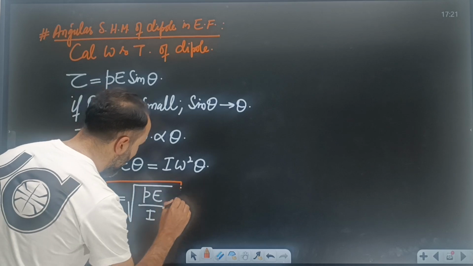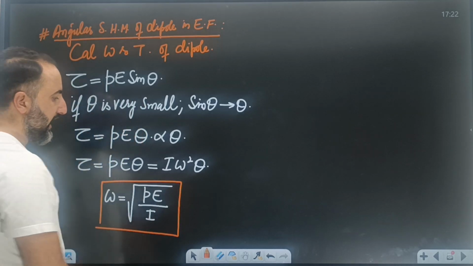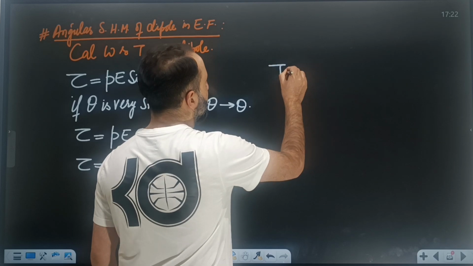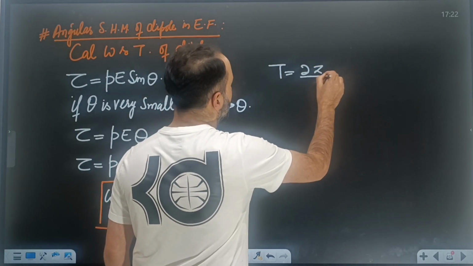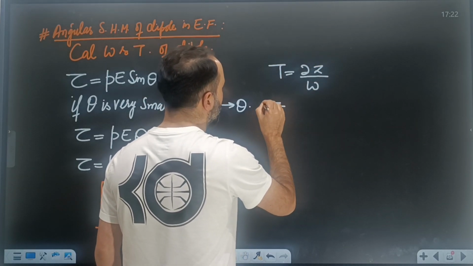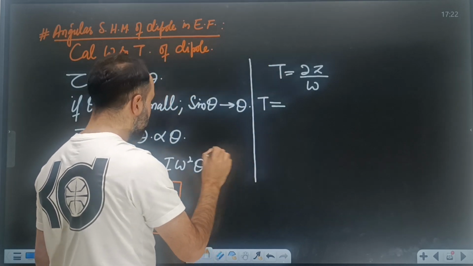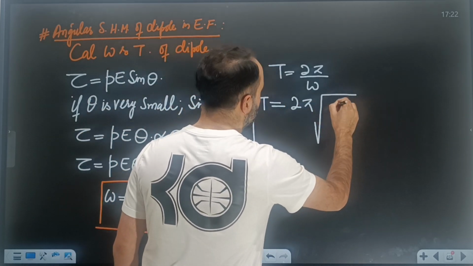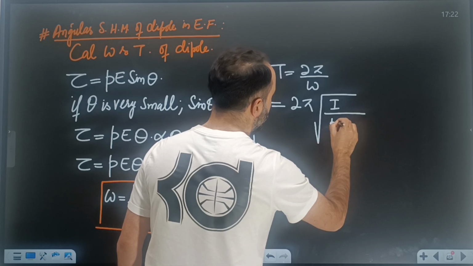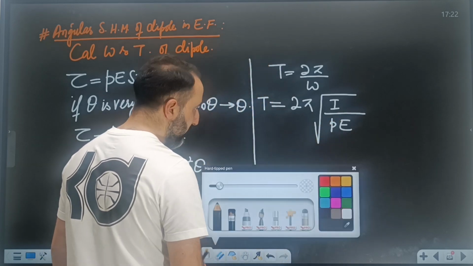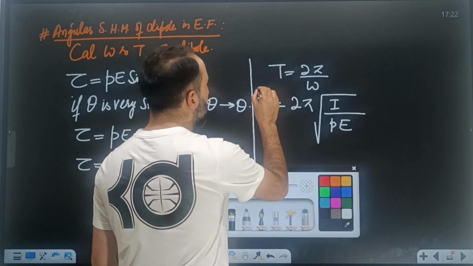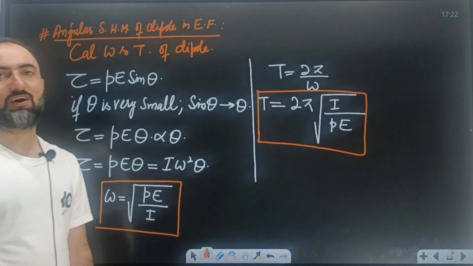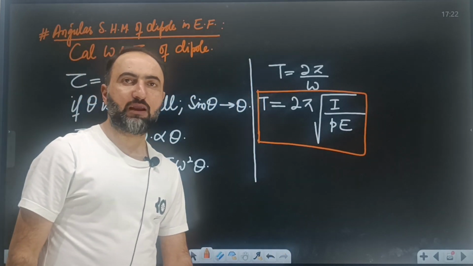So this is the angular frequency of the dipole. Number two, if you want to calculate the time period, what is the time period equal to? Time period is 2 pi divided by omega, which is 2 pi multiplied by the reciprocal of this, which is equal to 2 pi under root of I divided by P multiplied by E. So this is the time period of the dipole. Okay, so easily we have calculated the angular frequency and the time period of the dipole.